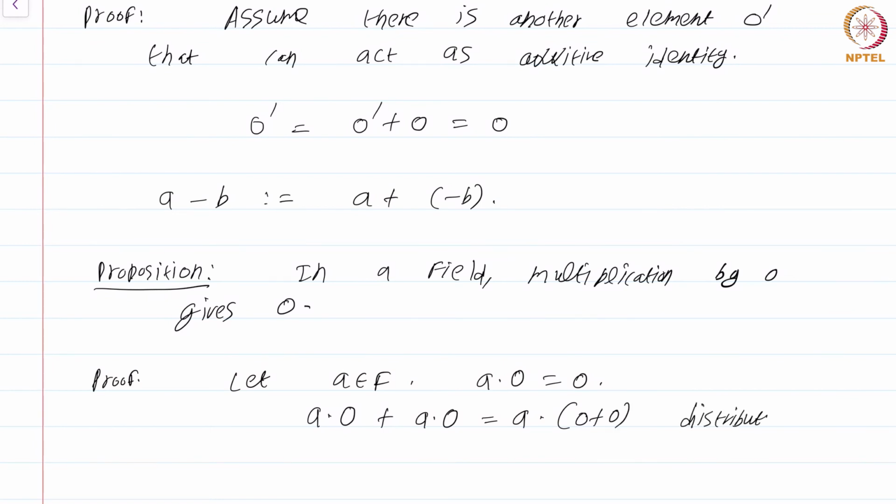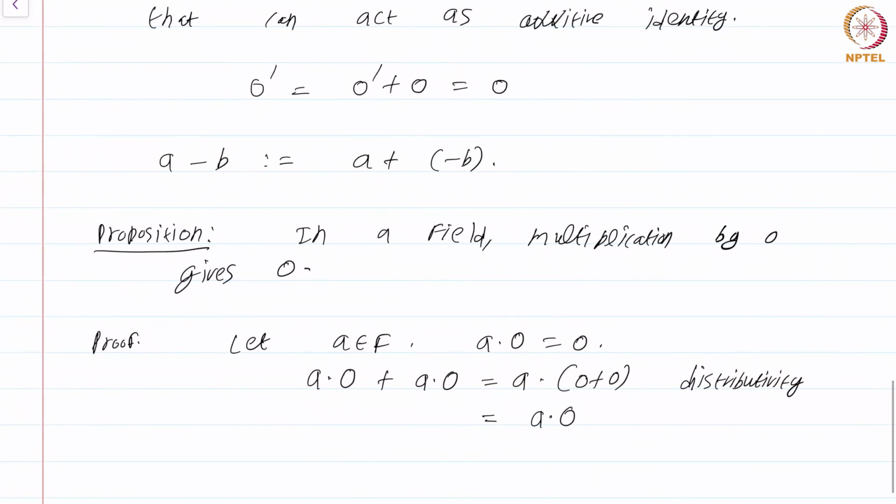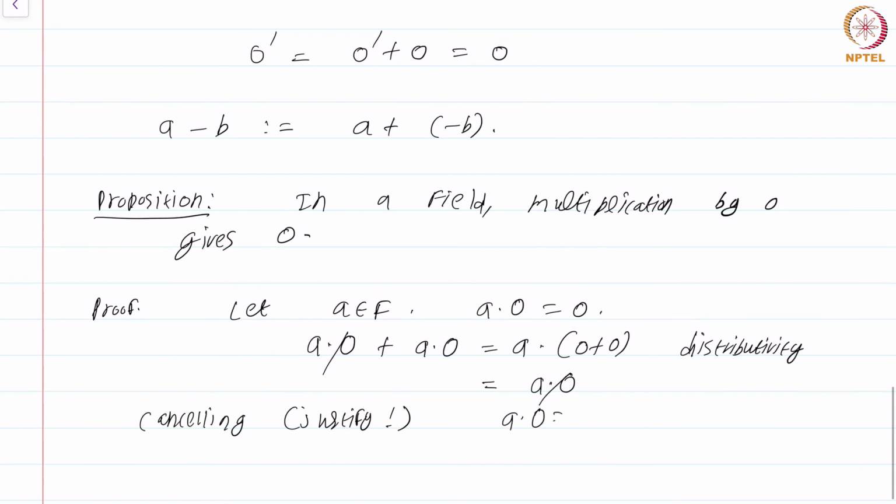Okay. I want to show that A dot 0 is 0. So the aim is to show that A dot 0 acts as an additive identity. That's the idea here. So A dot 0 plus A dot 0 is A dot 0 plus 0, which is in fact A dot 0. Okay. Now I can just cancel A dot 0 from both sides. Cancelling, and I'm going to leave it to you to justify why this cancellation is allowed in a field. Okay. Then we have A dot 0 equal to 0.